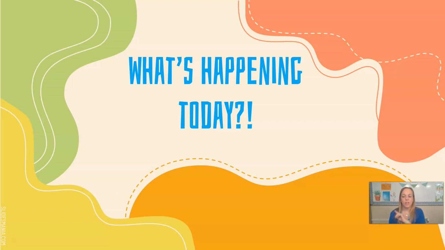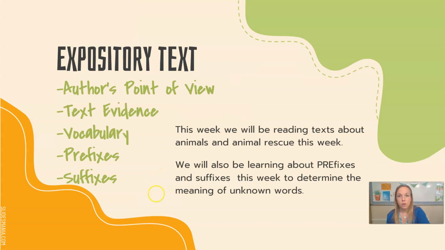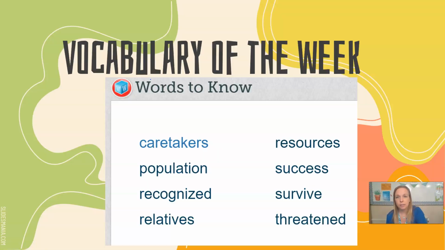But before, let's quickly review all of our points of this week, because you'll be doing all of these today. Again, remember, we are still in expository text. We are still using text evidence to determine the author's point of view. We still have our 8 vocabulary words of the week. And last week, we learned about prefixes. This week, we are going to add on suffixes, which I introduced to you yesterday.